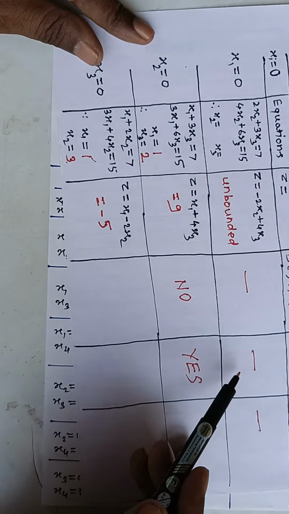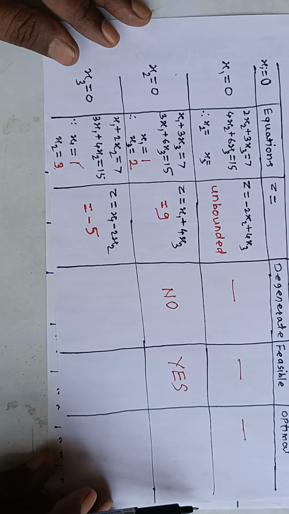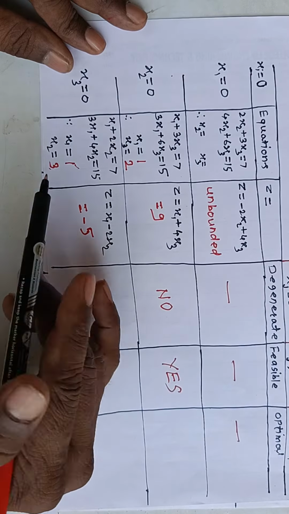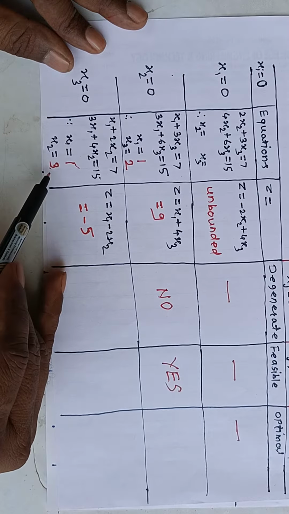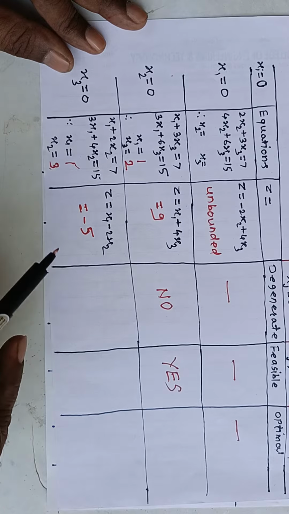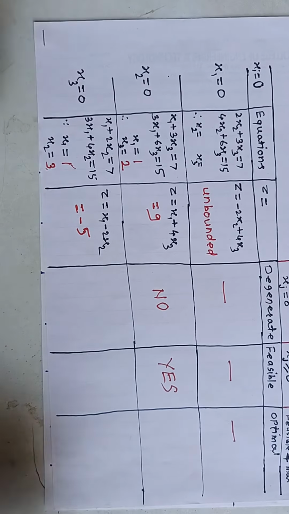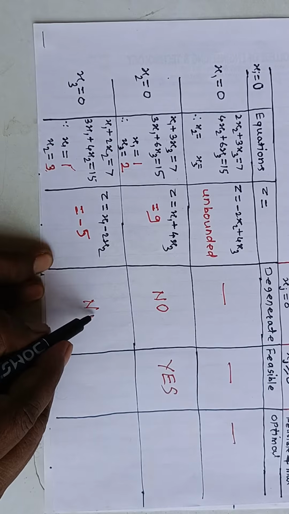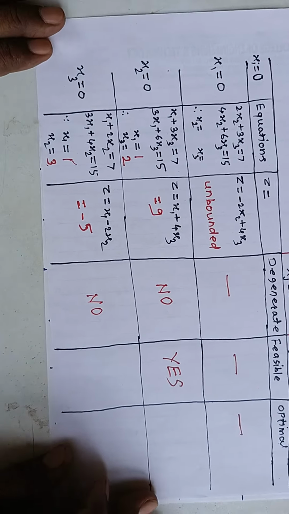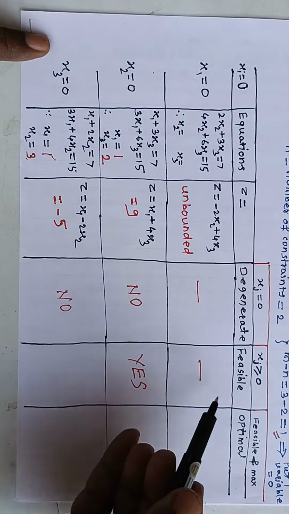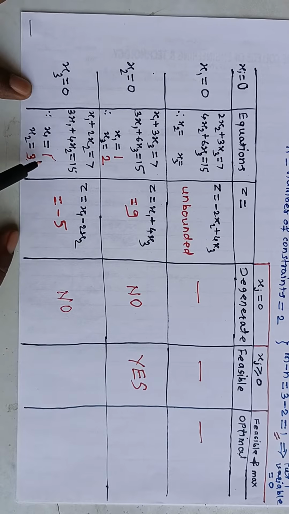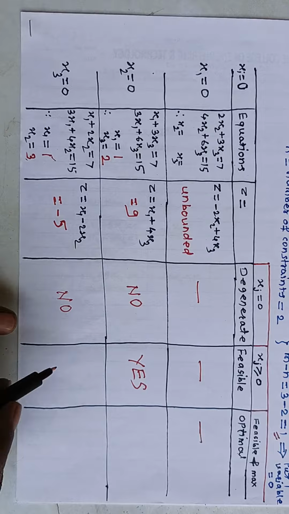Now we have to know whether this is degenerate. Degenerate means what? Is this degenerate? Because x1 is 1 and x2 is 3, no one value is 0. So this solution is non-degenerate. So we can write here no. But is this a feasible solution? Yes. This is a feasible solution because x1 and x2 have positive values 1 and 3. So it is feasible.